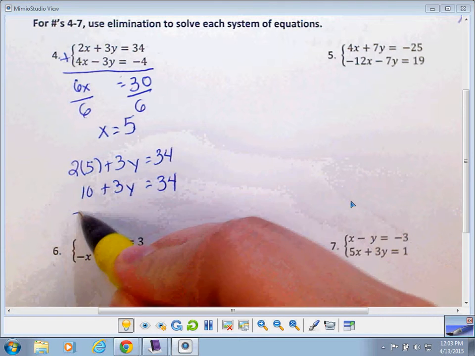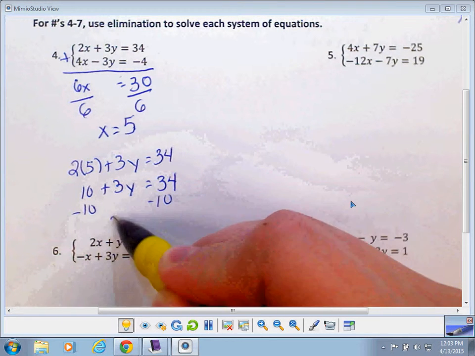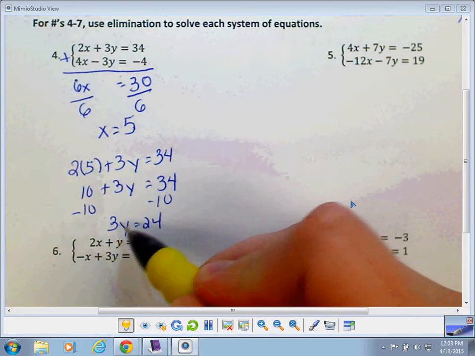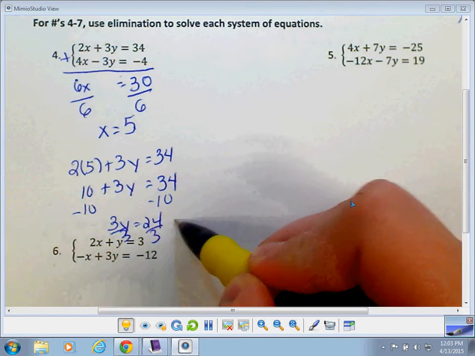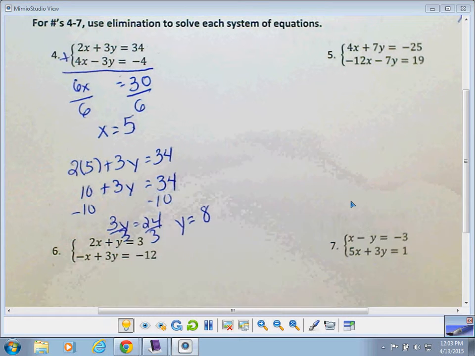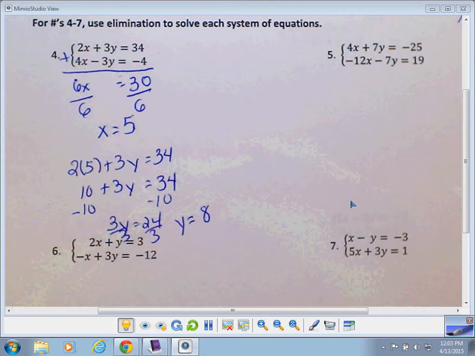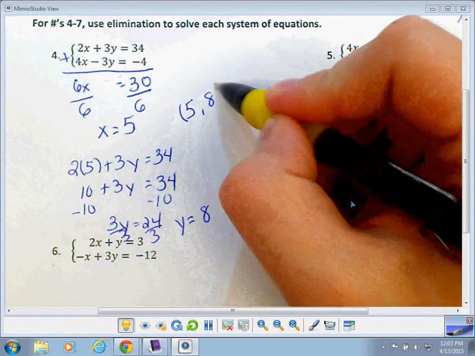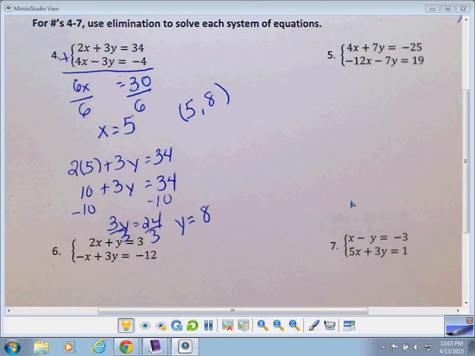Then you want to subtract 10 from both sides. You get 3y is equal to 24. Then divide by 3, and you get y is equal to 8. So now we have what x and y are equal to. Now all we want to do is put it in point form. So it's 5, 8. So that's your answer.